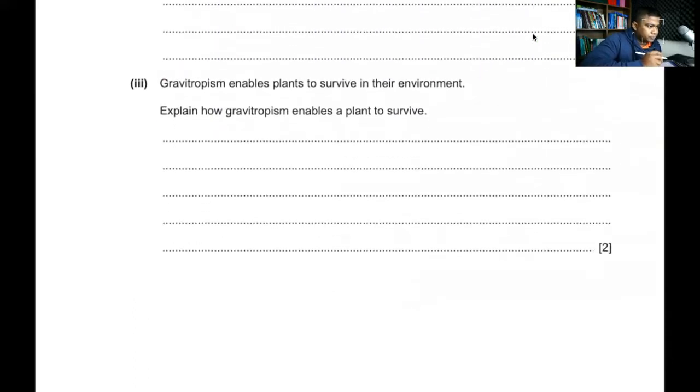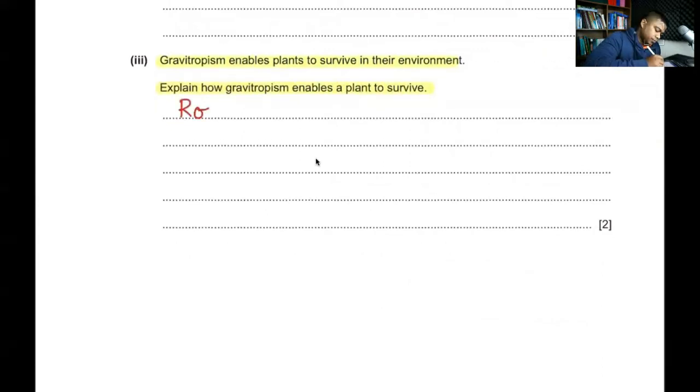Next, gravitropism enables plants to survive in their environment. Explain how gravitropism enables a plant to survive. Roots growing down anchors the plant.